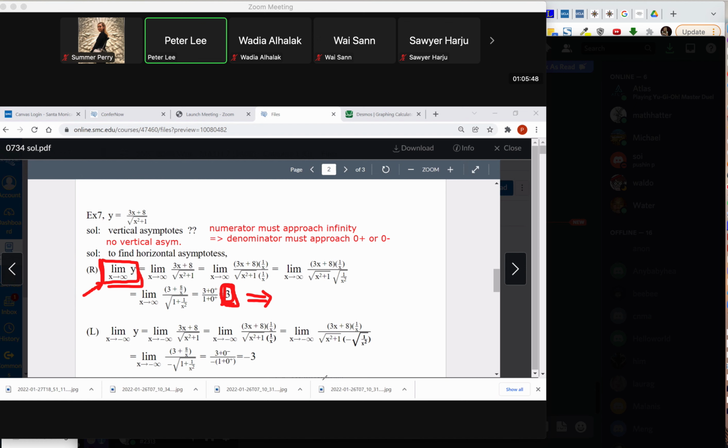Can somebody tell me? The limit of y as x approaches infinity is equal to 3. So what is it asking for? Y equals 3. That's right. That means the conclusion is that y equals 3 is an asymptote.